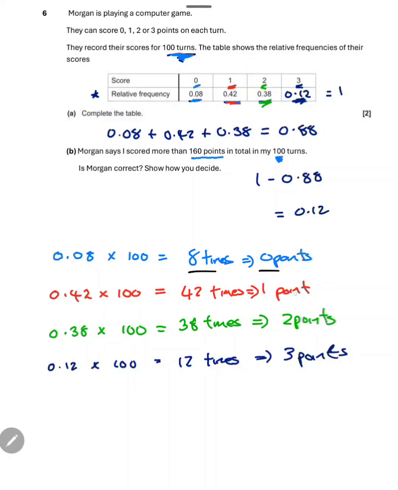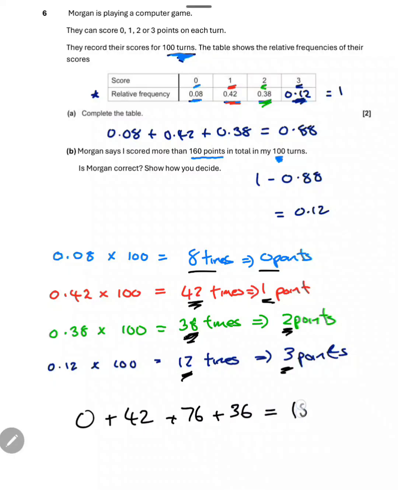Well, 8 times at 0 points is still 0 points. 42 times getting 1 point is 42 points. 38 times getting 2 points, 38 twos is 76. And 12 times I got 3 points, 12 threes or 3 12s are 36. If I add all those together, then that's 154 points.